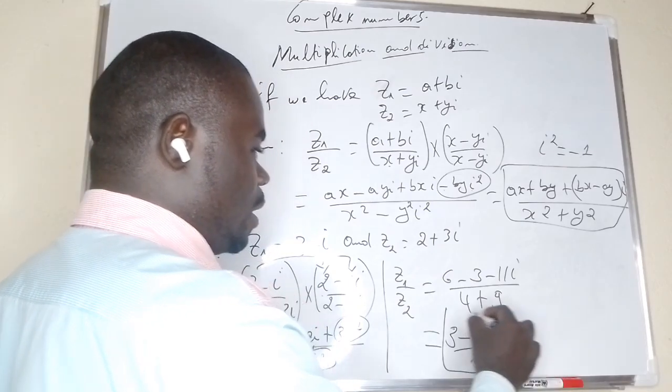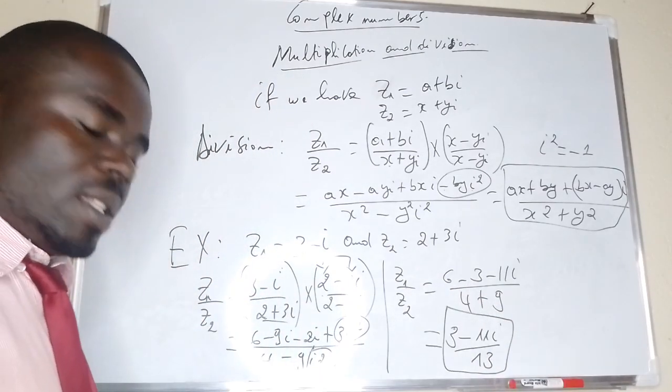This is how we find the division of complex numbers.